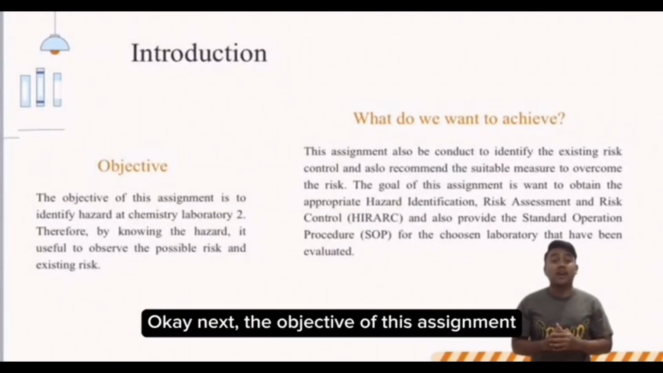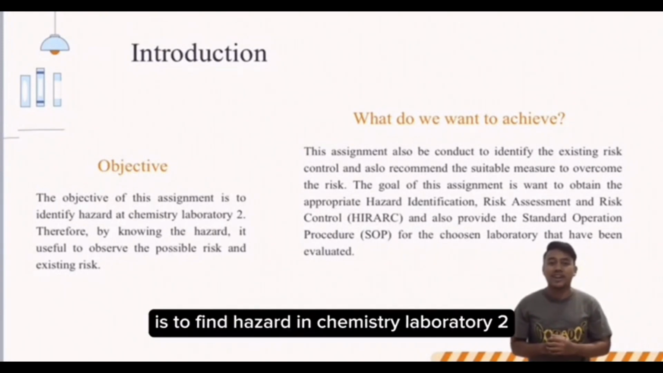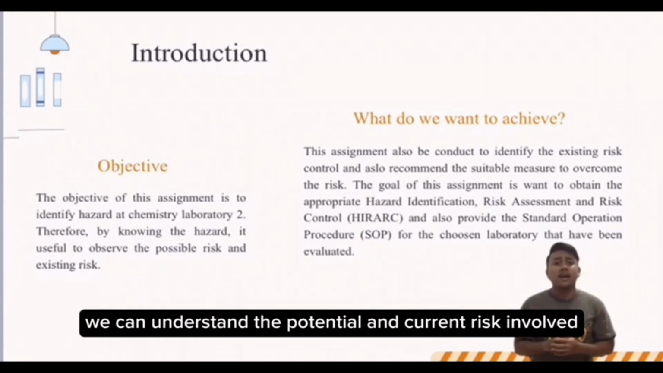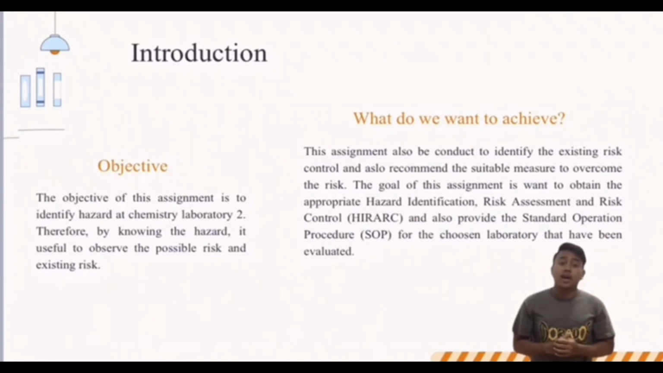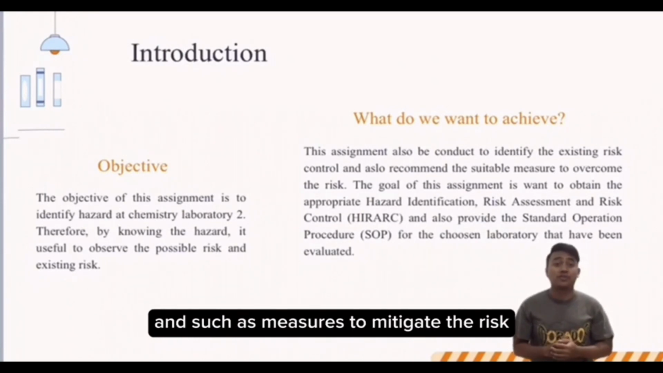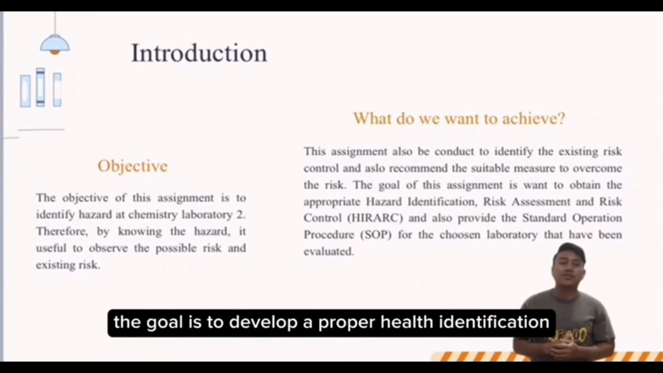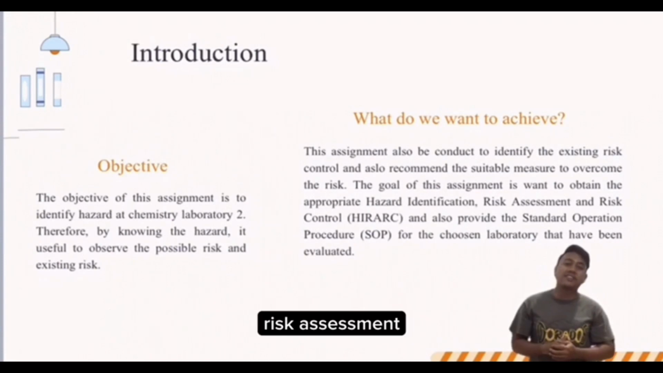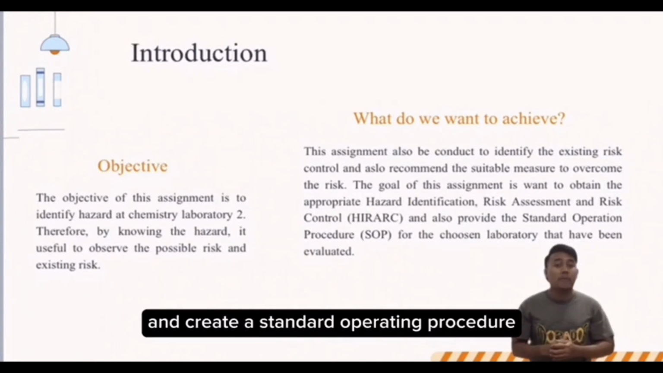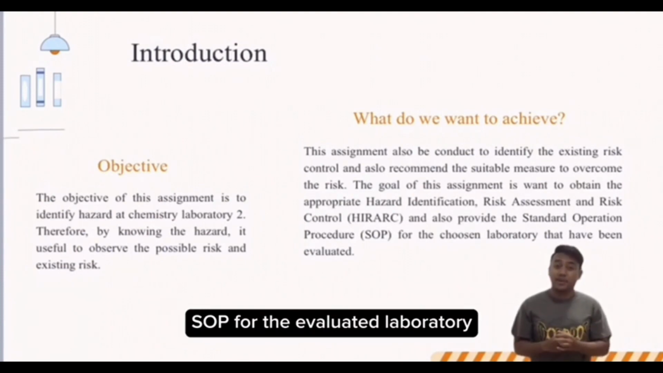Okay, next, the objective of this assignment is to find hazards in Chemistry Laboratory 2. By identifying the hazards, we can understand the potential and current risks involved. The assignment also aims to determine the existing risk control and suggest measures to mitigate the risk. The goal is to develop a proper hazard identification, risk assessment and risk control hierarchy process and create a standard operating procedure (SOP) for the evaluated laboratory.